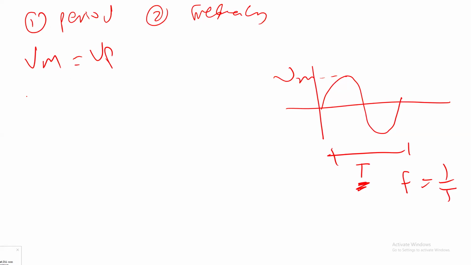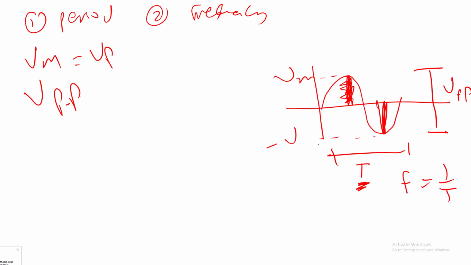You need to know what is peak to peak. We call it peak to peak, VPP, which is from here to here. Because the positive peak equals the negative peak, this one should be negative Vm. So if you have peak to peak, divide it by 2 to give you the peak value. One more thing you need to know is the average value.